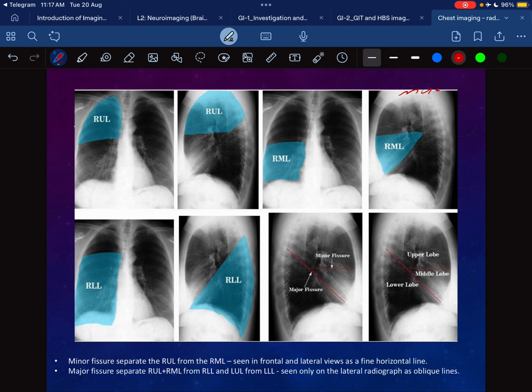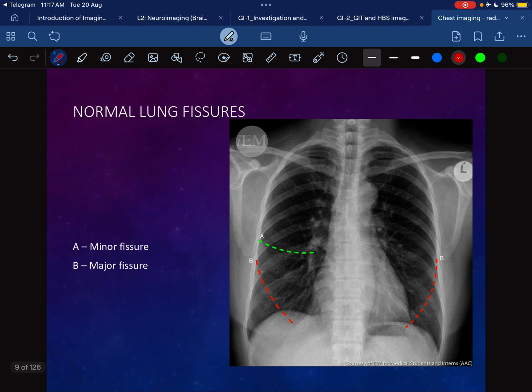Okay. Number 2, these divisions are based on fissures. The minor fissure can be seen on both frontal and lateral, while the major fissure we only see on lateral. So we don't see this line on the frontal view. Yes, sometimes we can see fluid there, but rarely do we see anything on the major fissure on AP or PA.